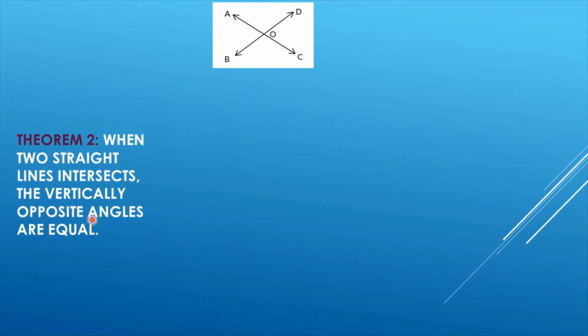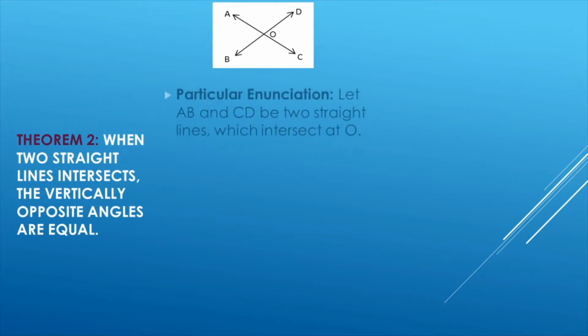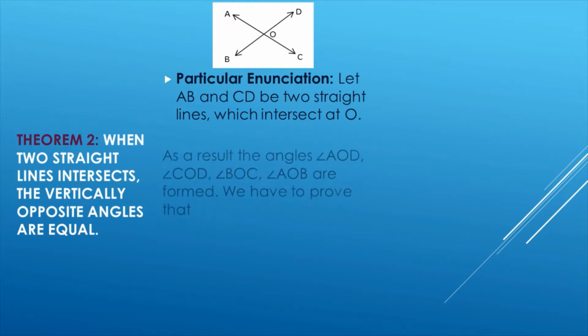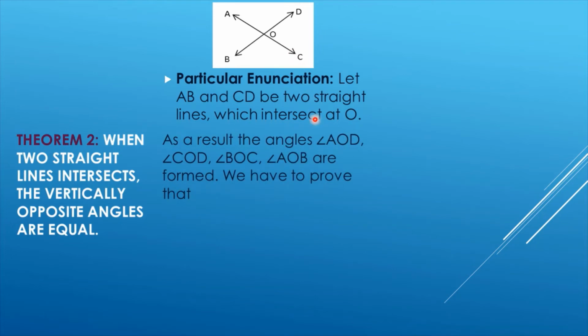So the vertically opposite angles in here, that is totally 4 angles created, and the vertically opposite angles are equal. So the particular enunciation, my dear: let AB and CD be two straight lines which intersect at point O. As a result, the angles angle AOD, angle COD, angle BOC and angle AOB are formed. That is the 4 angles, my dear.